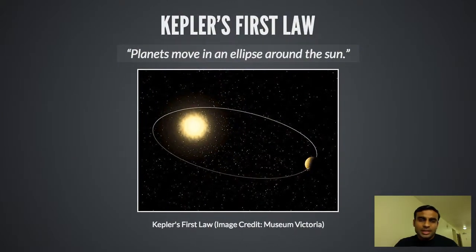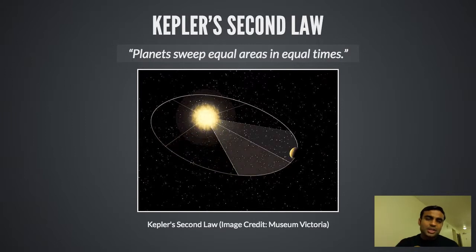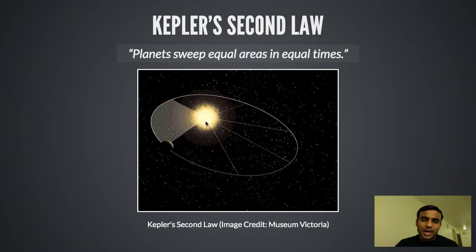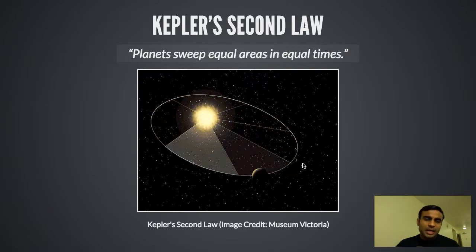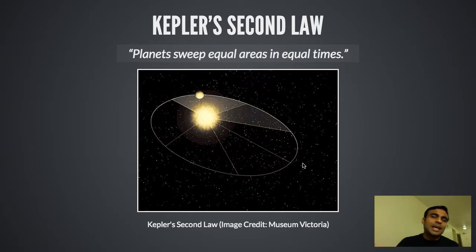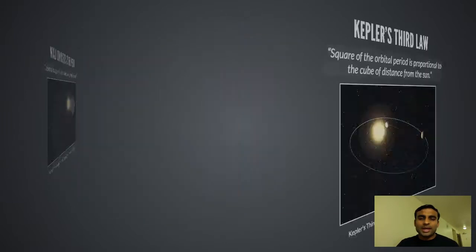Kepler's laws look like this. His first law said that the planets go around the sun in an elliptical orbit and not circular, and that the sun was at the focus of this ellipse. Kepler's second law stated that planets speed up when they are closer to the sun and they slow down when they are farther from the sun. However, they speed up and slow down in such a fashion that the area swept by the planets is equal. Planets sweep out equal areas in equal time.